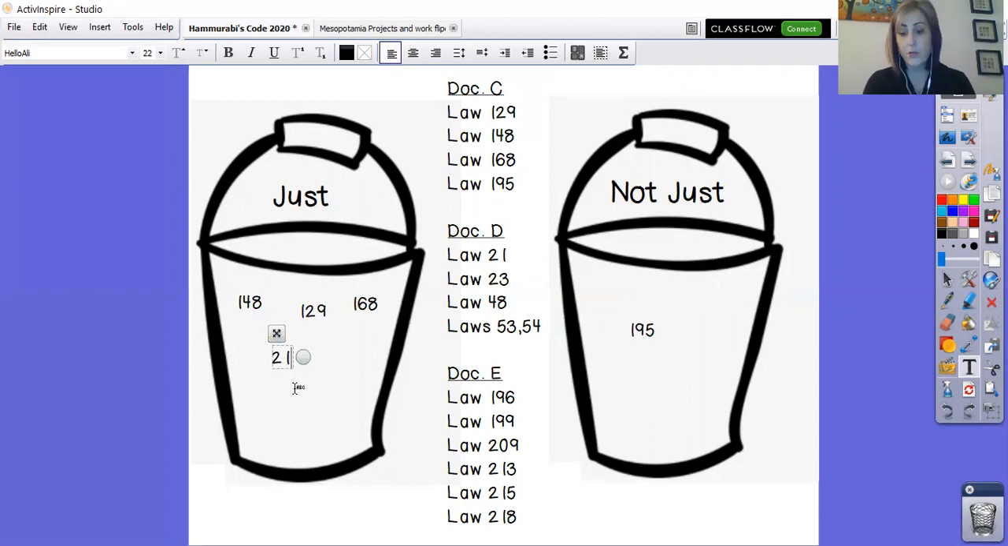Law 23 states if the robber is not caught, the man can go to the city and the mayor and say, hey, this is what was stolen, and they'll replace it for him. That's law 23. So again, you're going to decide just, unjust.